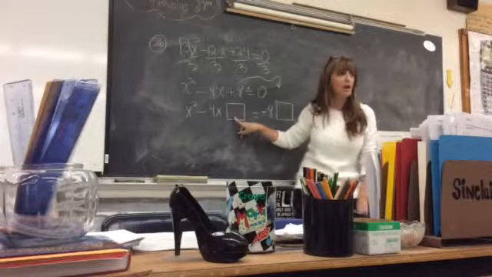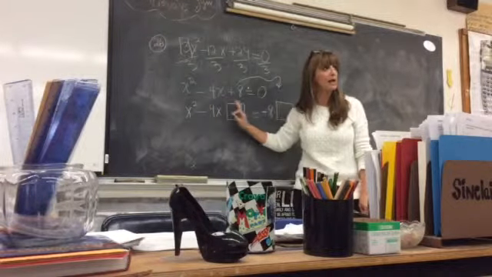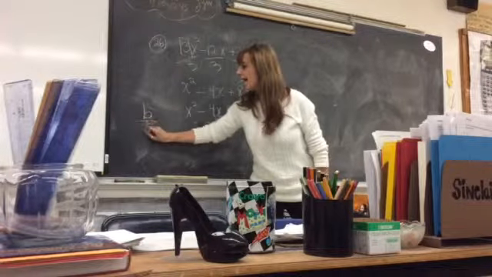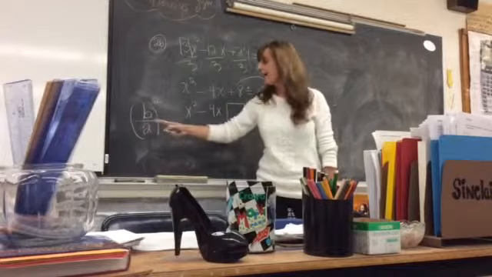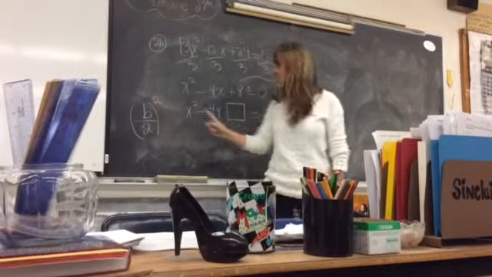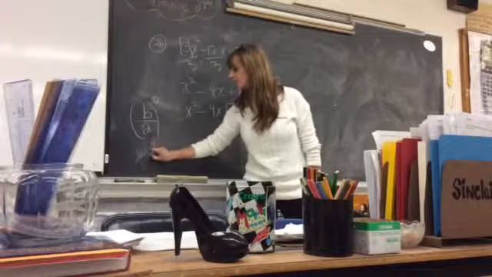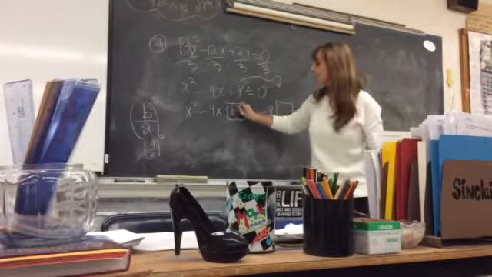This is where I'm going to complete the square. I'm going to make a perfect square over here by taking my b, halving it, and then squaring it. Half it, square it. So here's my b, negative 4. Negative 4 divided by 2 is negative 2, and negative 2 squared is positive 4.